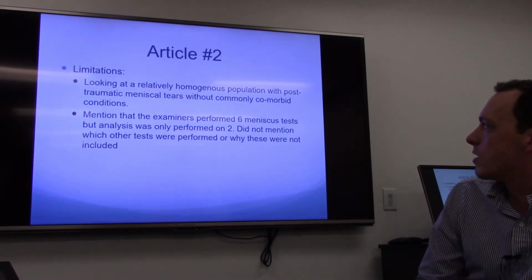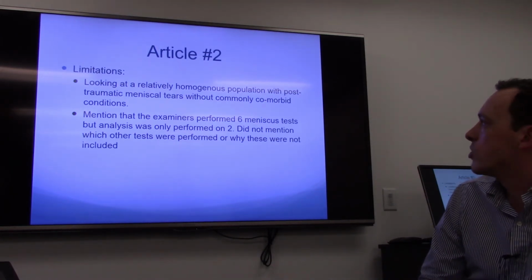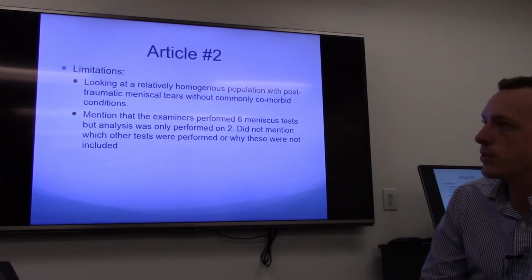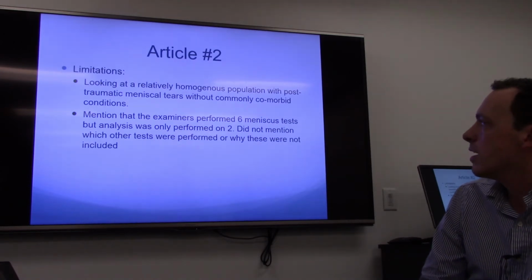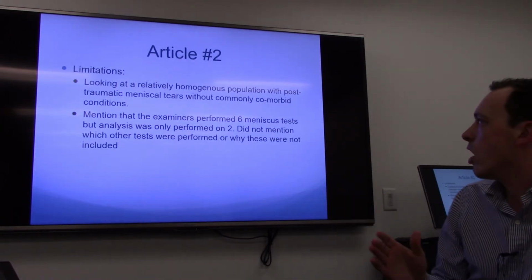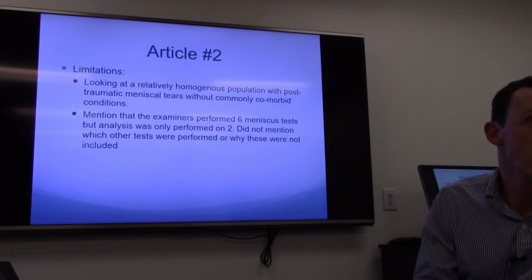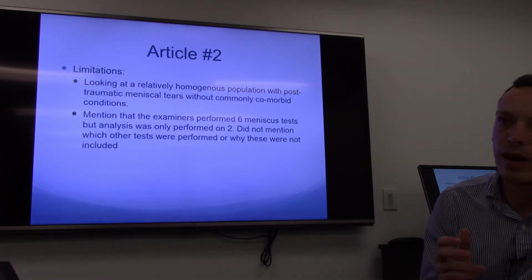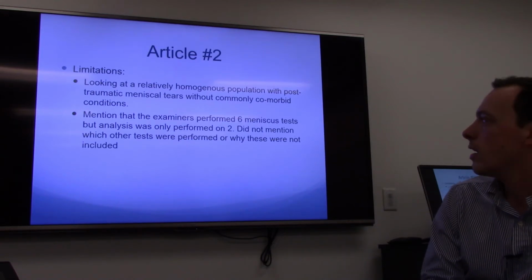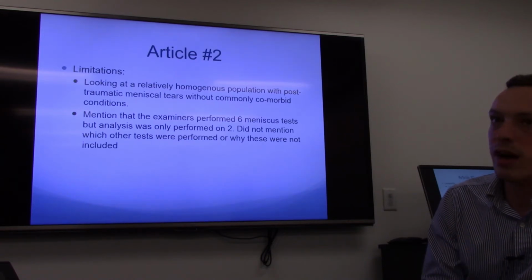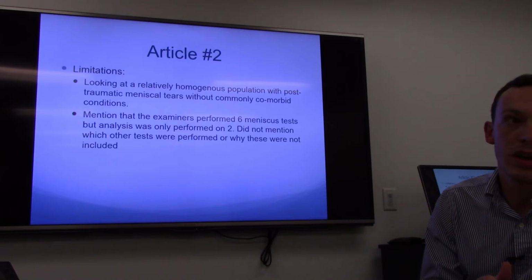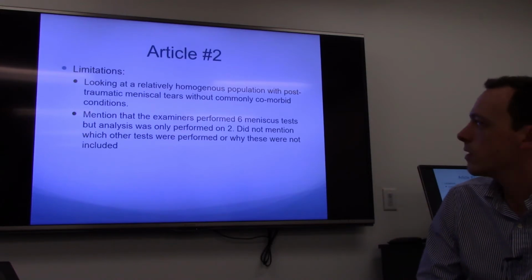The limitations of this study was that they were looking at a relatively homogeneous population. It was all post-traumatic meniscal tears, and they controlled for a lot of the commonly comorbid conditions. So typically a younger population without any evidence of osteoarthritis, degenerative changes, no ACL tears. So a lot of those confounding factors that we often see in our sports injuries that are multi-traumas.